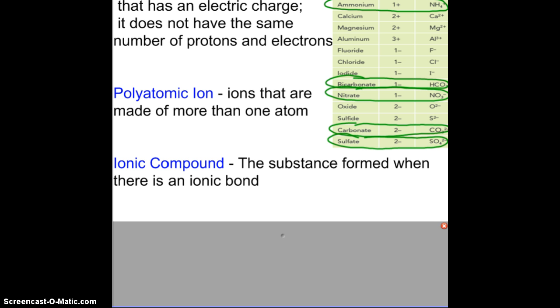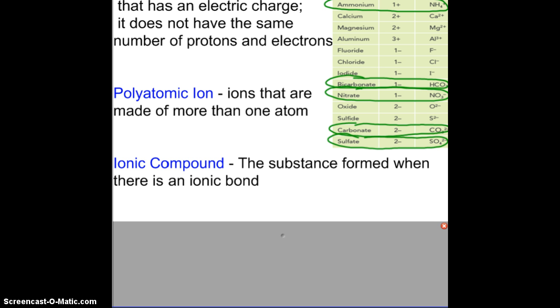Okay, last vocabulary word we need to learn is ionic compounds. When two ions come together and form that ionic bond, we call that brand new substance an ionic compound. Water is an example of a molecule. Water is not an ionic compound. Salt, on the other hand, NaCl, the one I showed you yesterday, is an example of an ionic compound. Never, ever, ever call salt a molecule. Salt is not a molecule. Salt is an ionic compound.